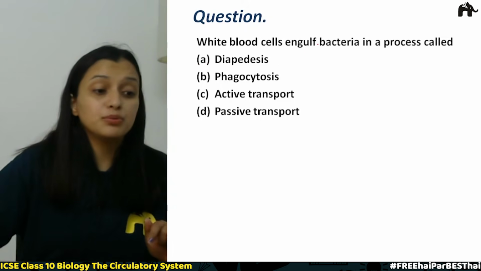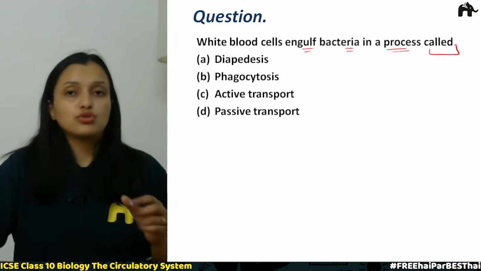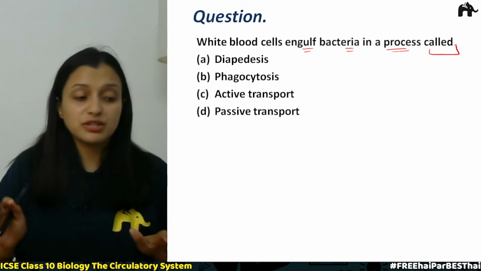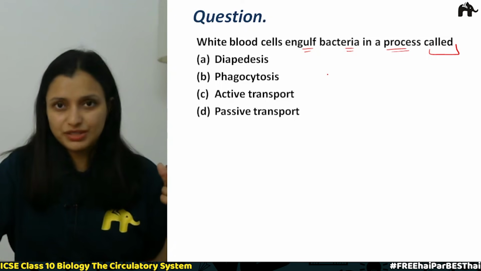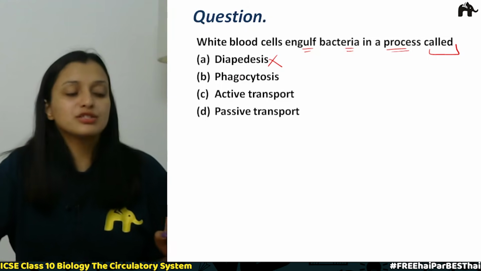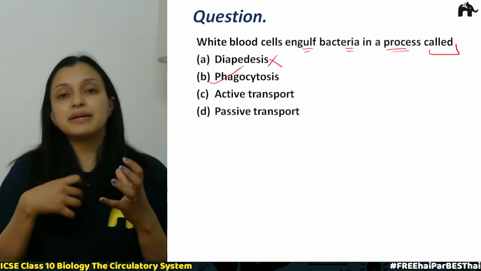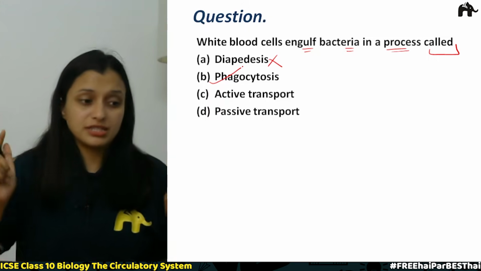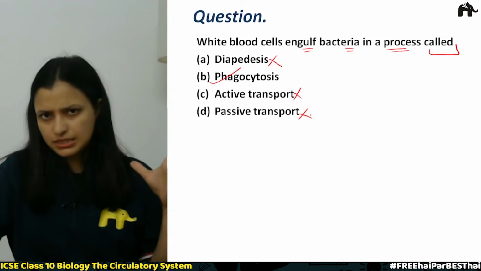Next question is WBCs engulf bacteria in the process called. So the WBCs engulf bacteria. What do we call that process? Is it diapedesis? No, that is the squeezing out of the WBCs from the blood vessels, so this is wrong. Is it phagocytosis? That is correct. When these WBCs engulf any bacteria or disease causing germ, we give it the term phagocytosis, right?